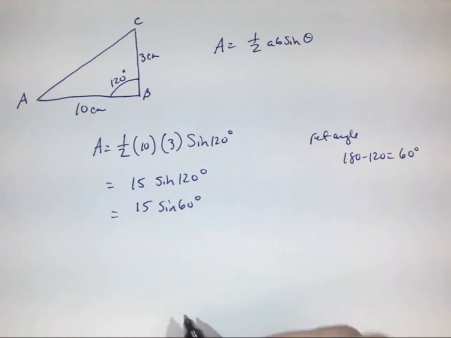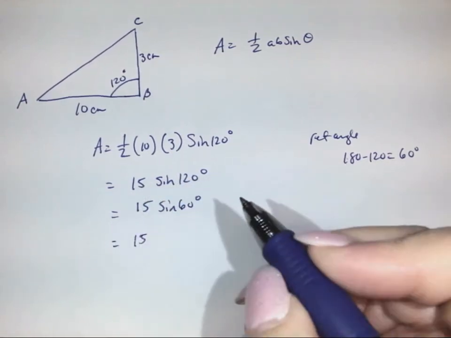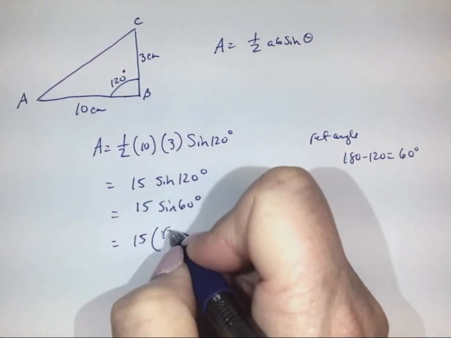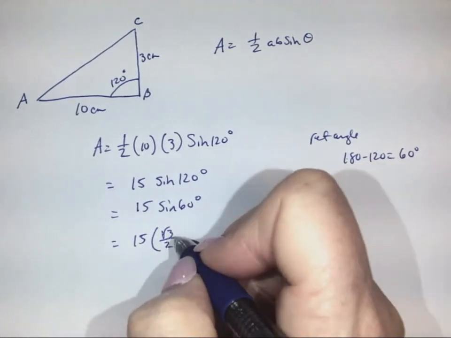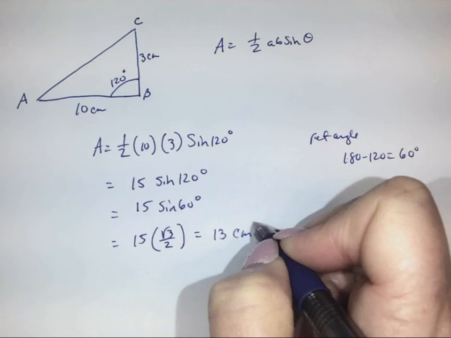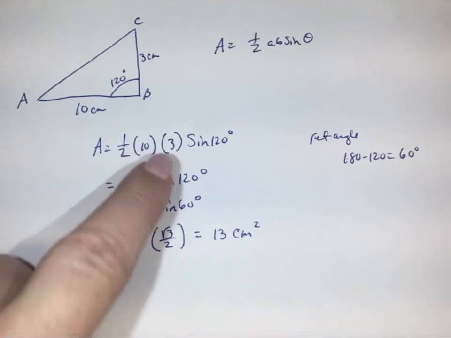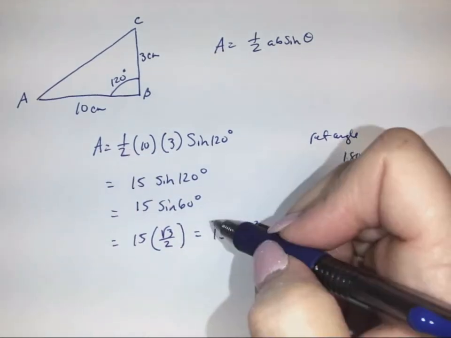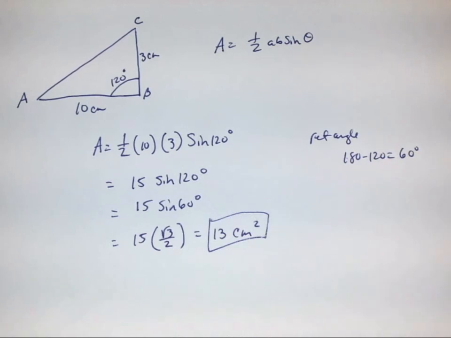We know the sine of 60 degrees because we've been practicing our unit circle values: square root of 3 over 2. And that'll end up being 13 centimeters squared because we multiplied centimeters times centimeters. So that is pulling in some of the things that we've already learned in this section, making sure that we know everything we need to and we can use those skills.